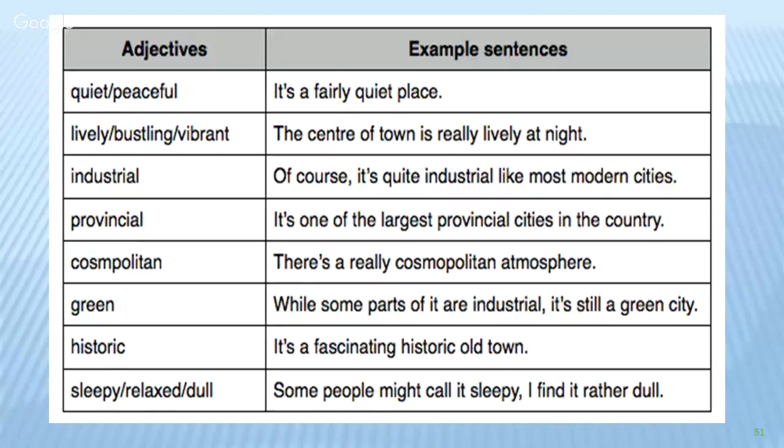Provincial means a city that is a bit like a rural village. Cosmopolitan, there's a really cosmopolitan atmosphere. Green, while some parts of it are industrial, it's still a green city. Green means we are talking about non-polluted. Historic, it's a fascinating historic old town. Sleepy, relaxed, or dull. Some people might call it sleepy. I find it rather dull.